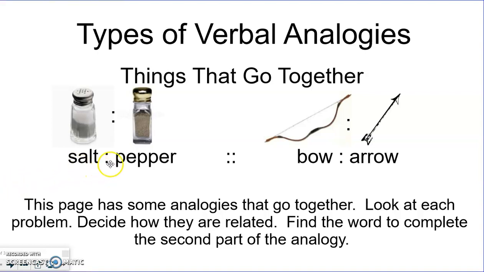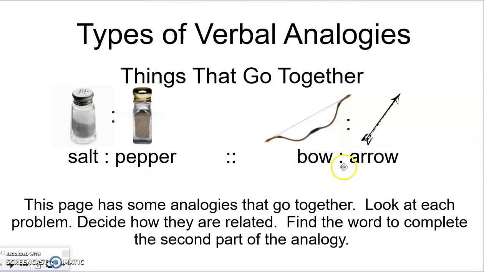Salt is to pepper. So let's think about how salt and pepper relate. Salt and pepper go together, because often when you think of salt, you also think of pepper. Often found on your dining room table or in the kitchen or even on a table at a restaurant, you'll find salt and with it is pepper. So salt is to pepper, those go together.